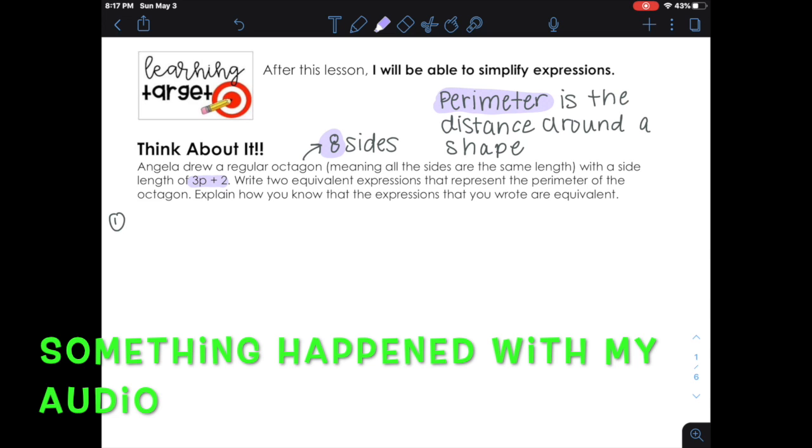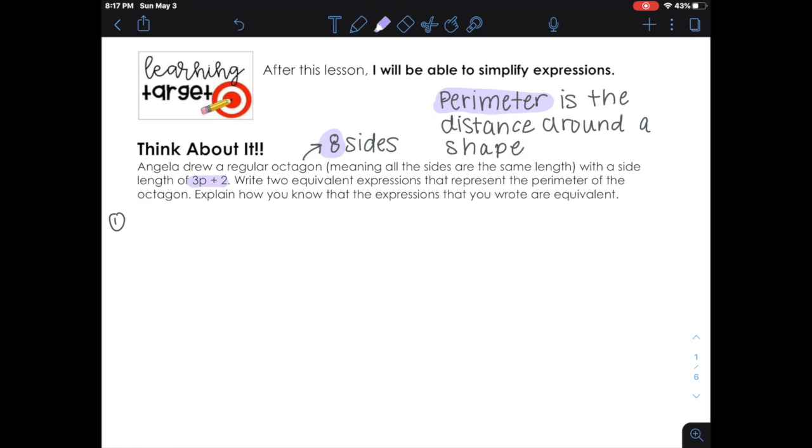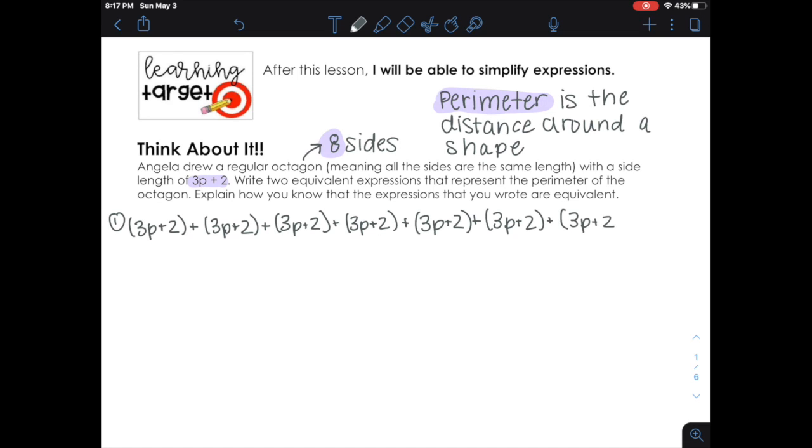And we know that the distance is 3p plus 2 for each side, then we can add 3p plus 2 8 times. So I'm going to start writing out groups of 3p plus 2, and I need to do it 8 times. So bear with me. Let's double check I did that correct. We have 1, 2, 3, 4, 5, 6, 7, 8. Perfect. So on this expression, what we did is we added up all of the sides.